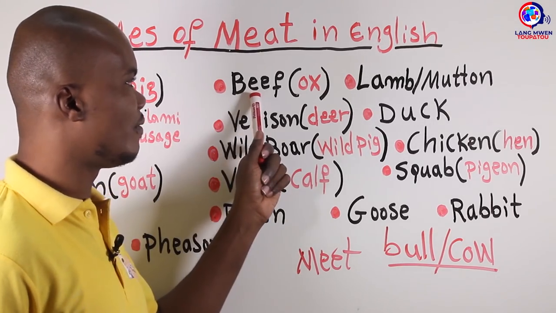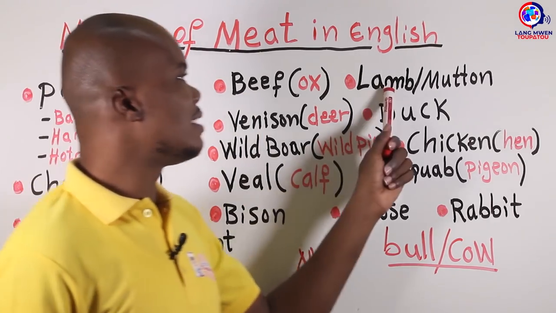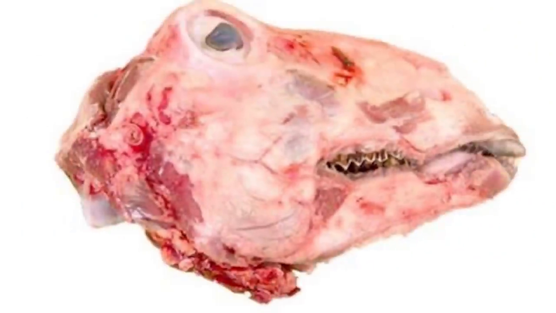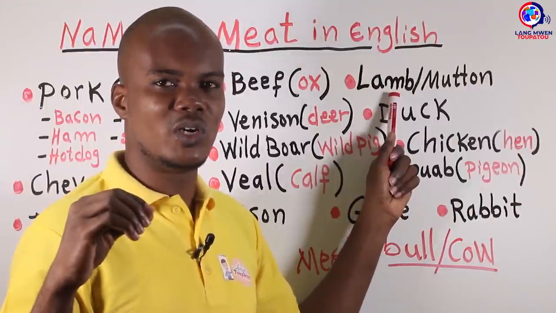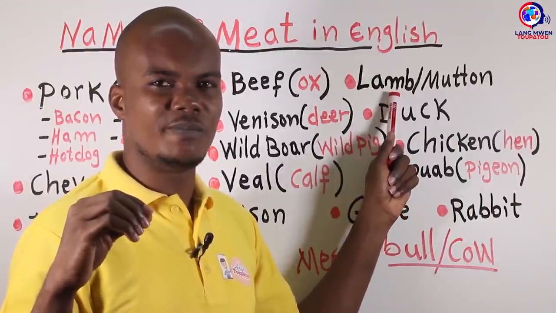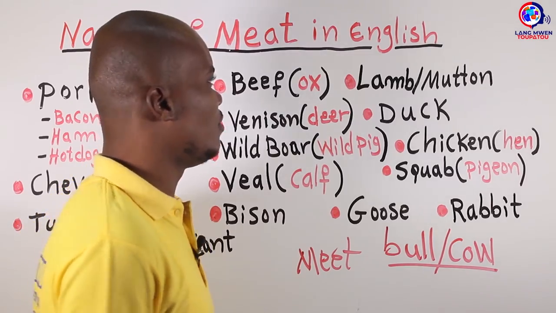You say beef. Okay. And this is lamb. Lamb. Lamb is the meat of sheep. Do you know what sheep is? Sheep. The sheep. Sheep. Do you know sheep?